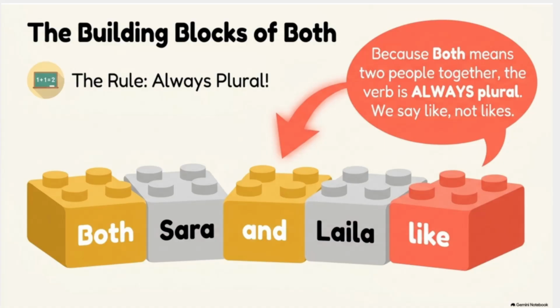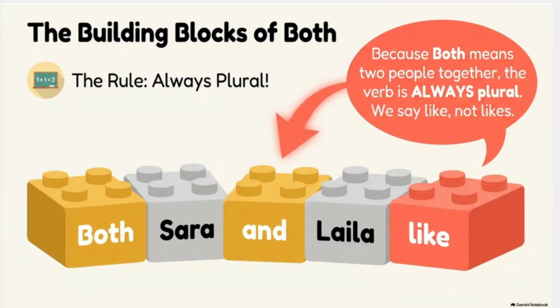For example, both Ali and Omar play football. Both Huda and Mona enjoy reading. Both my father and my mother work in a hospital. There is one very important rule here. Both and always takes a plural verb. Look at this example. Both Sarah and Layla like apples. The verb is like, not likes.